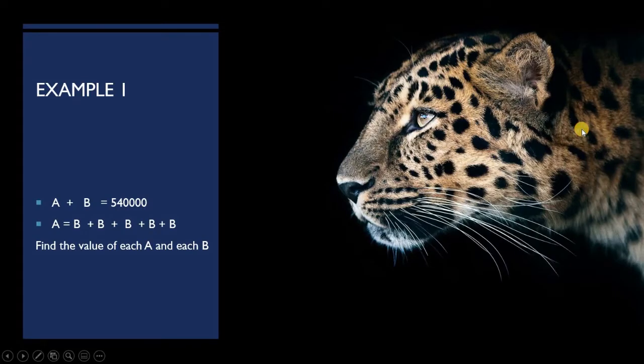Now it's your turn. Please think about it and try to solve it by yourself. You have 2 minutes to solve this example.